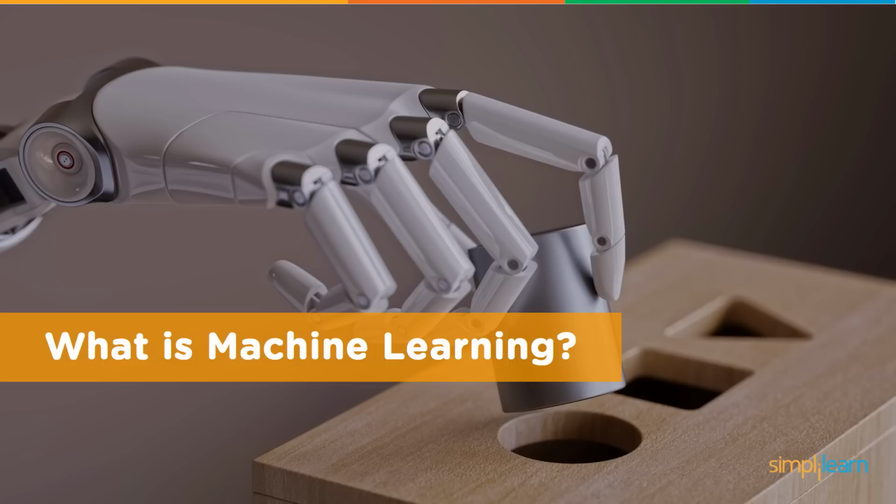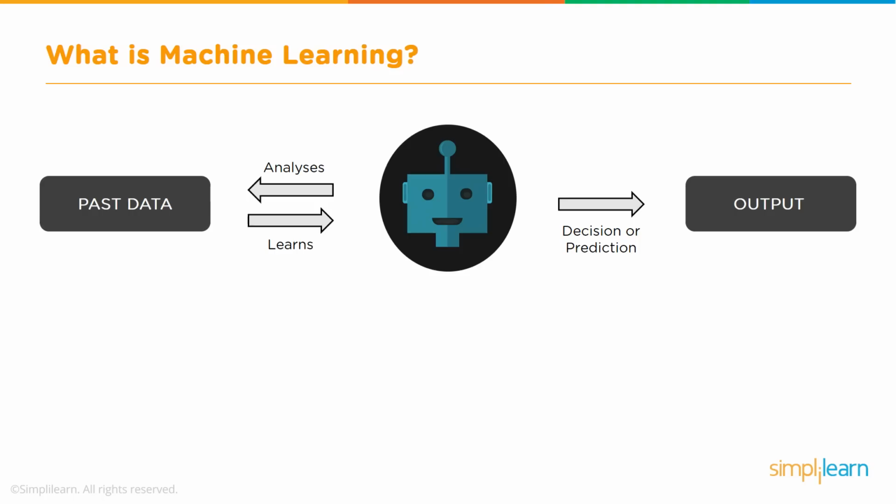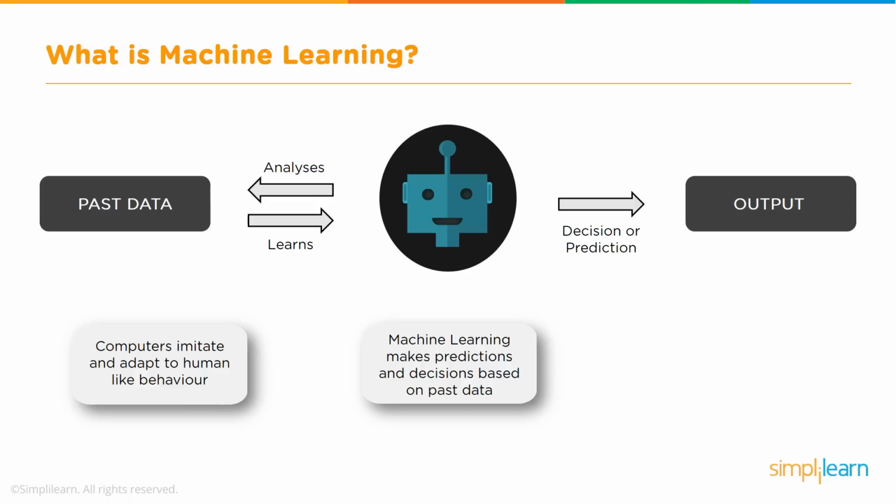So what exactly is machine learning? Machine learning is a method that allows computers to imitate and adapt to human-like behavior. So the machine analyzes past data, learns from that data, and makes decisions or predictions.